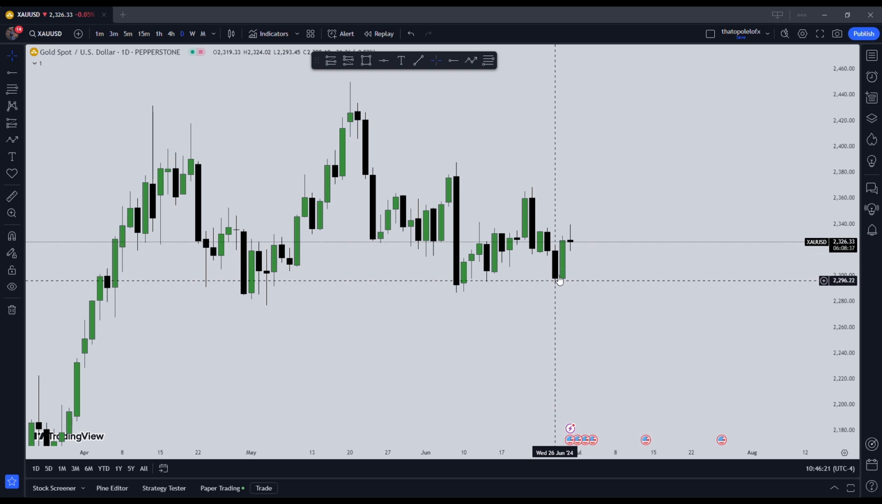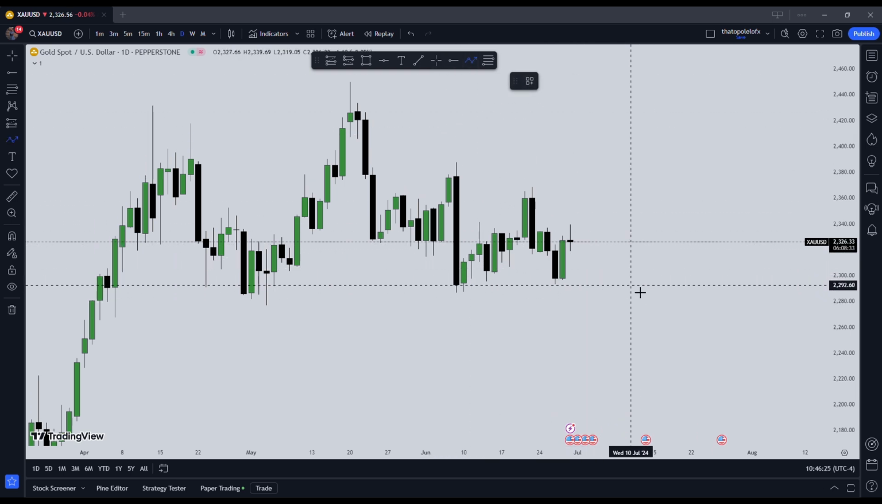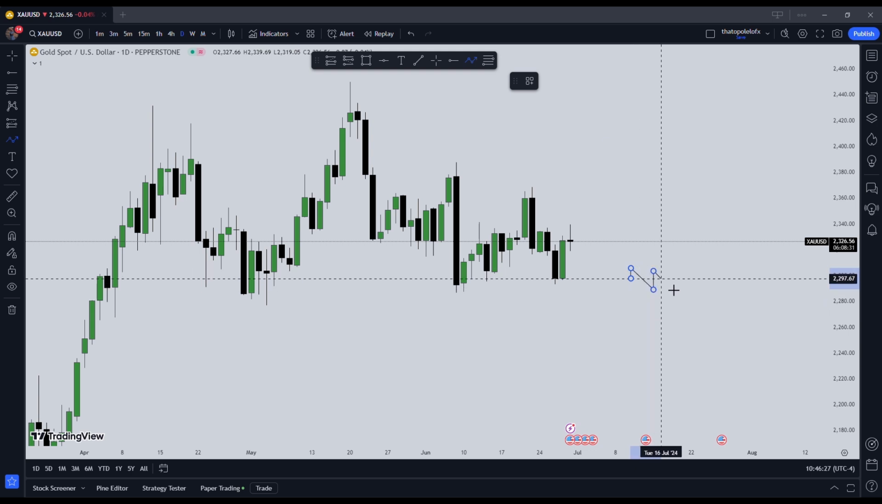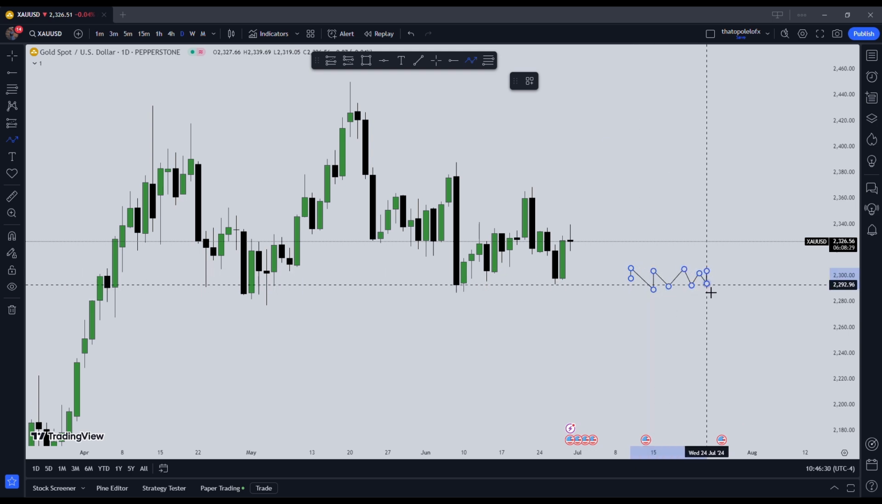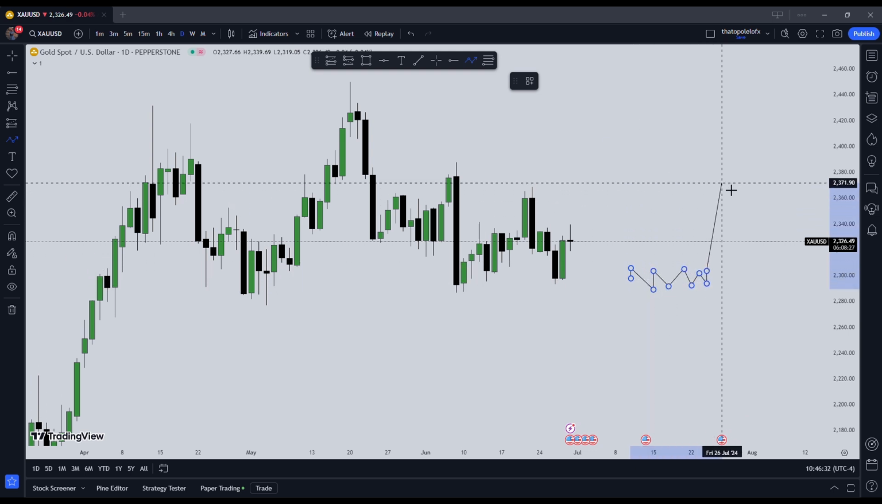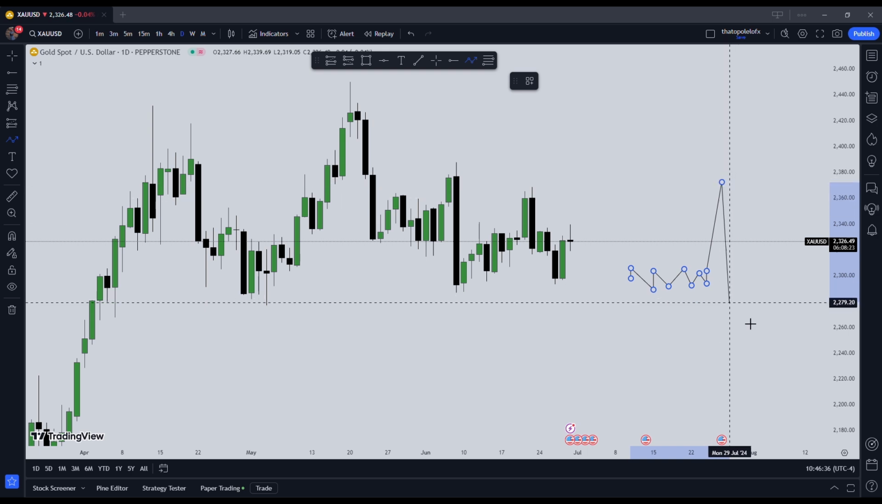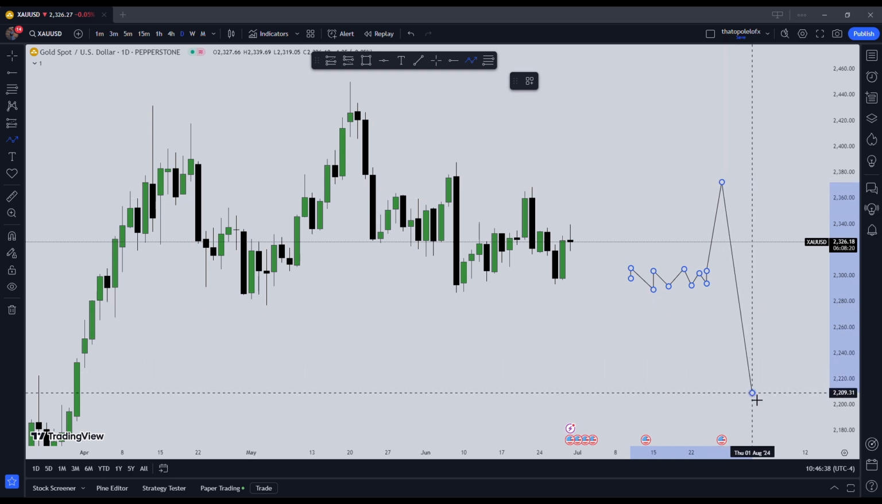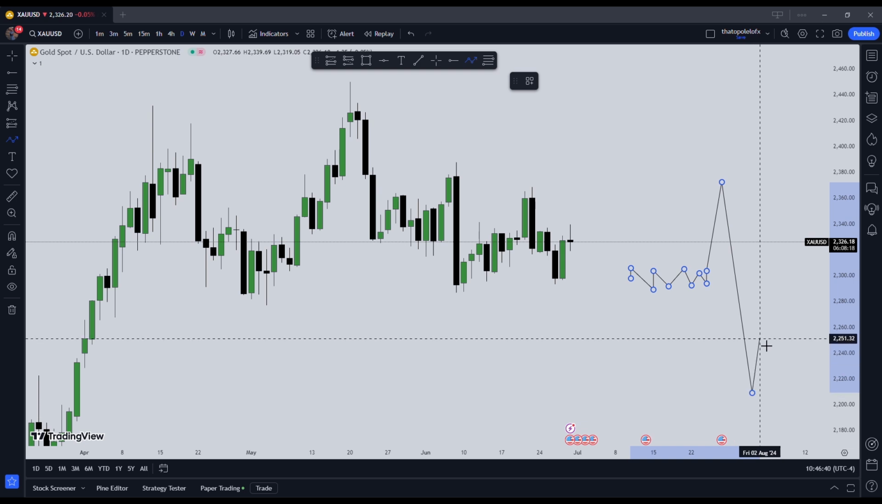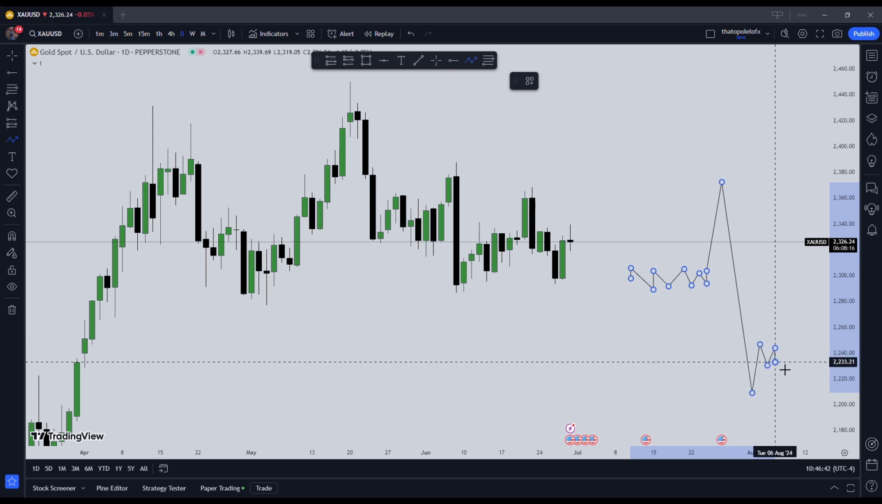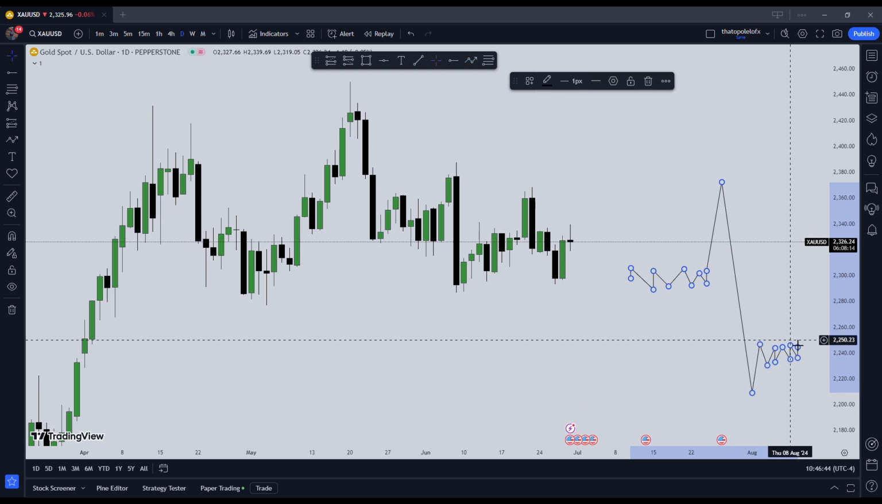So I expect the markets to behave like so. Accumulation, this is consolidation. Then we have manipulation up, causing the high of the day, and then distribution down, causing the low of the day, and then price going a little bit higher, then consolidation, then close.